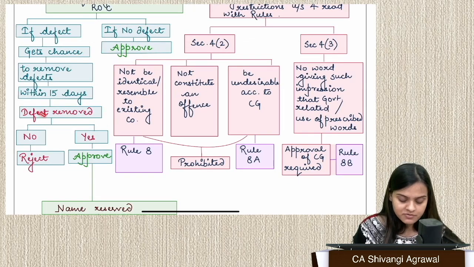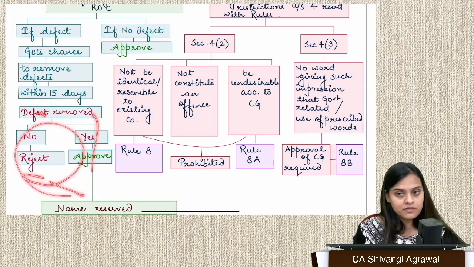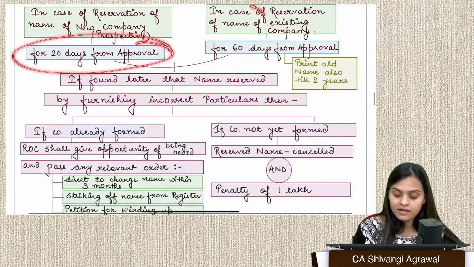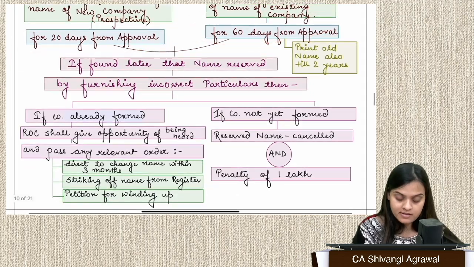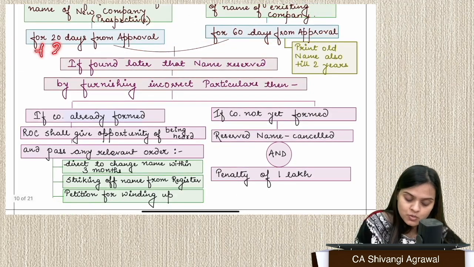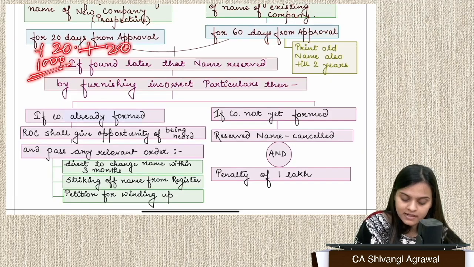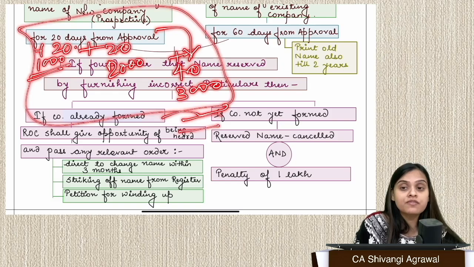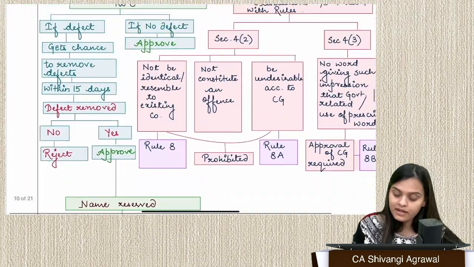If you rectify the defect, fine. If you don't, they will reject your application. The name is reserved for 20 days, and in case of existing company for 20 days. Here it will be 20 days plus 20 days by giving 1000 additional fees, plus 20 days by giving 2000 additional fees, or directly plus 40 days by giving 3000 additional fees. So this is what extension of name reservation can be done, right?